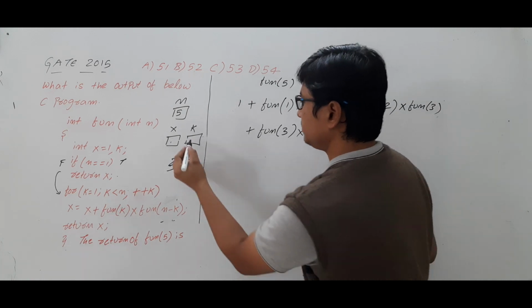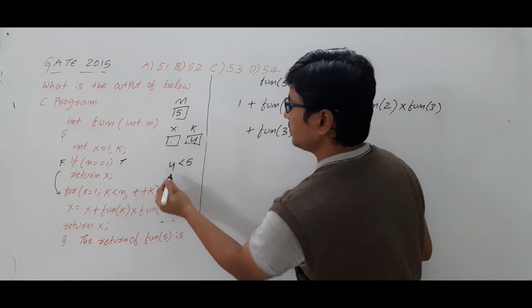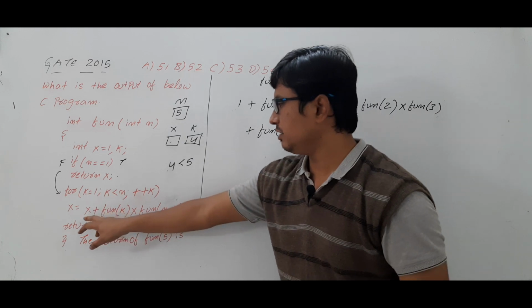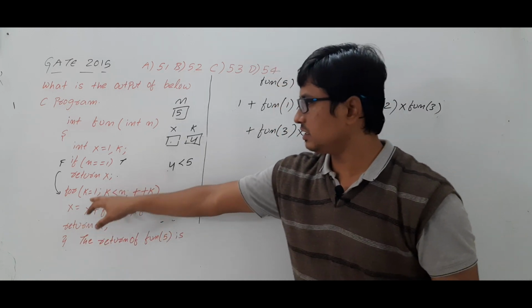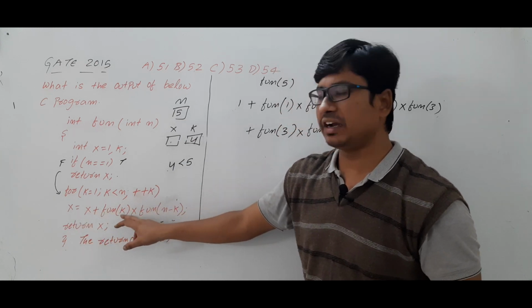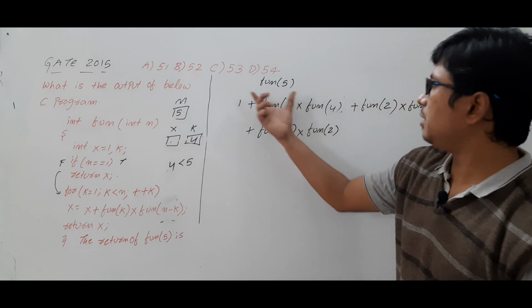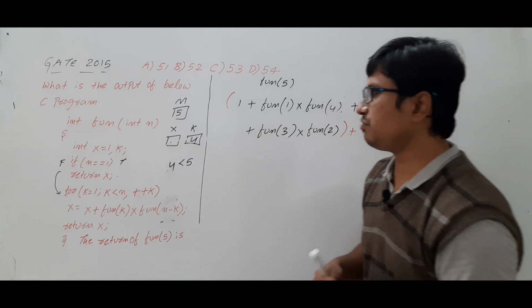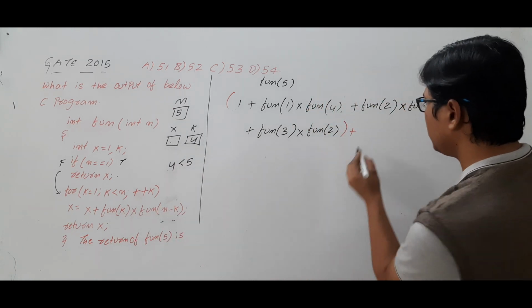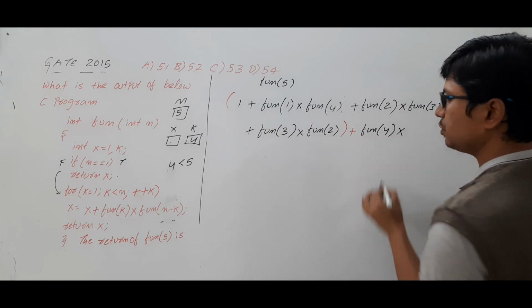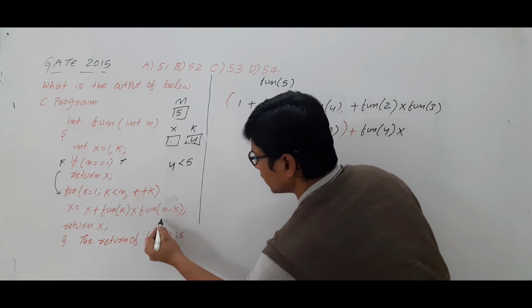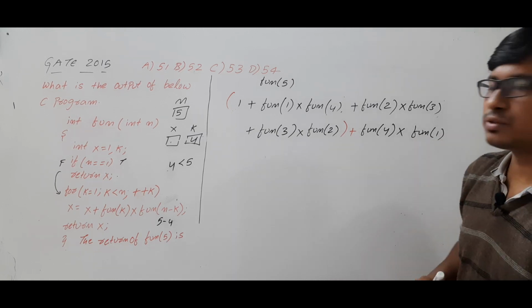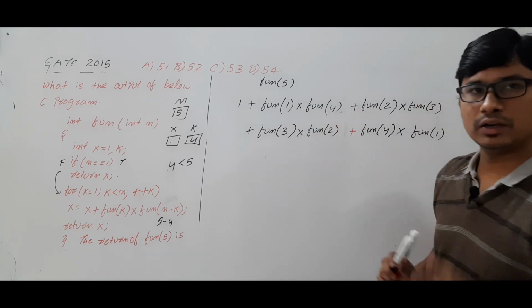The k value will become 4. Now 4 is less than 5. Am I right or wrong? Because we are checking whether k is less than n or not. 4 is less than 5. Again the condition is true. If the condition is true, again you need to execute the statement in the for loop, which is x is equal to x plus fun k into fun n minus k. So already you have this x value. For this whole one, we need to add this fun k. What is fun k now? The k value is 4, so which is fun 4 into fun n minus k. The n value is 5 and the k value is 4, which is nothing but fun 1. So now the x value is this entire part. Are you able to understand it or not?